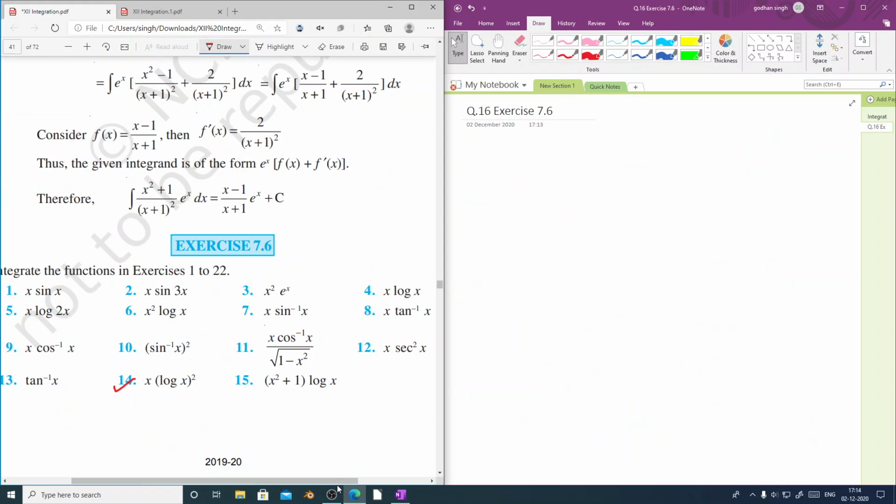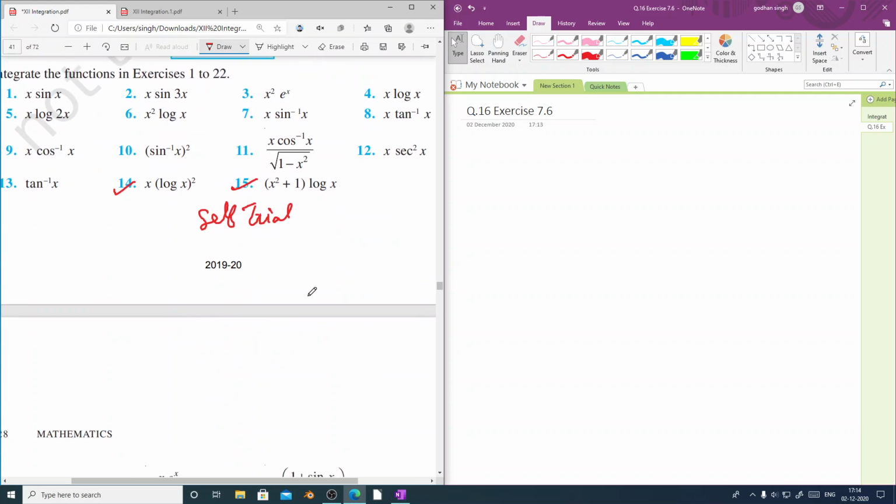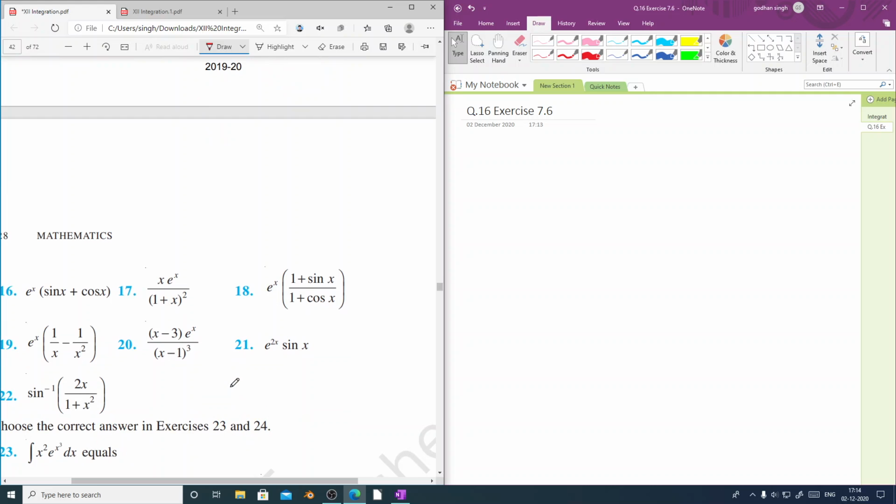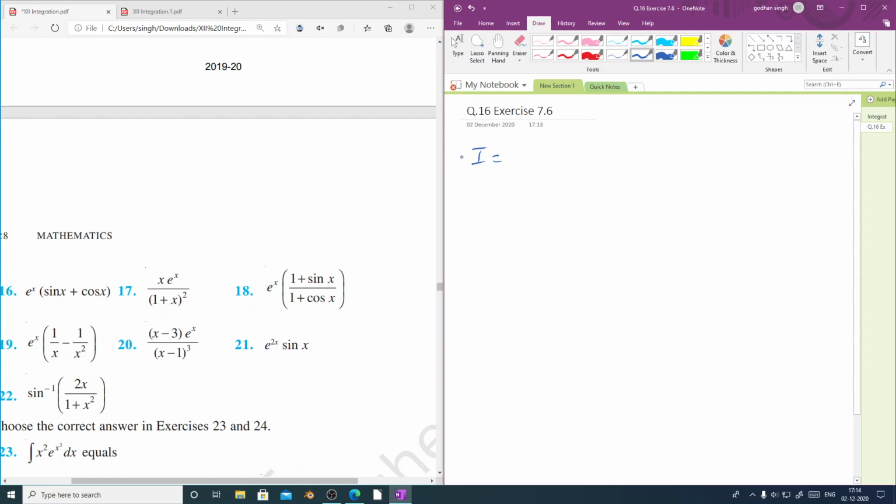Question number 14 and 15 will be for self trial, so that means you will try them on your own. So now let us go to exercise 7.6, question number 16. So solving question number 16, solution 16, I equal to integration of e raised to x times sin x plus cos x dx.